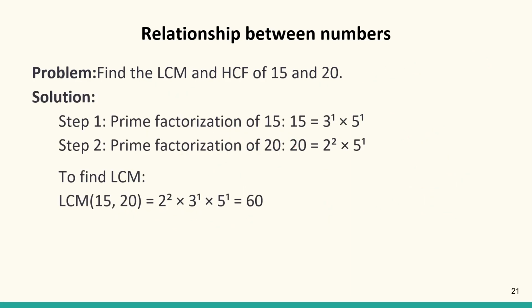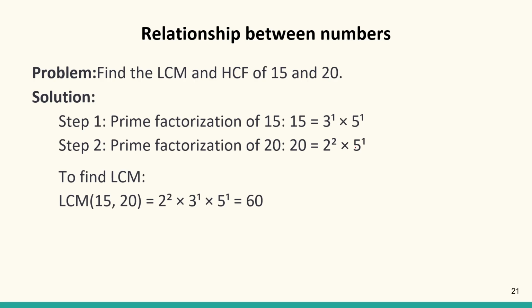This one here is done by the prime factorization method. Also we can use the prime factorization method. What we do is we factorize 15 into primes: 15 is equal to 3 power 1 and 5 power 1. Then the prime factorization of 20 is 2 power 2 into 5 power 1.